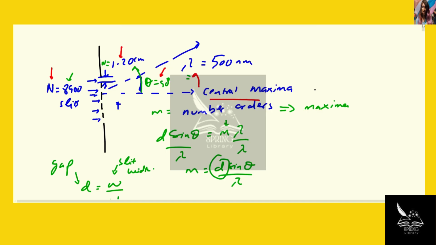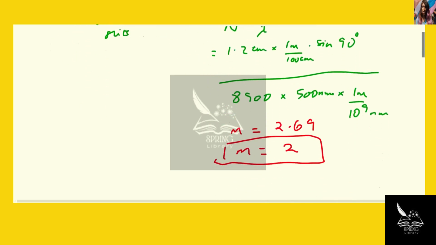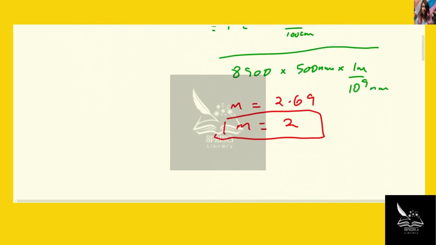We know that d sine theta is m lambda. Divide both sides by lambda. We also know that the gap where all the slits are located is equivalent to a single width, W divided by N. We plug that into the formula and solve for the equation, and so we end up having 2.69. That gives us order 2.